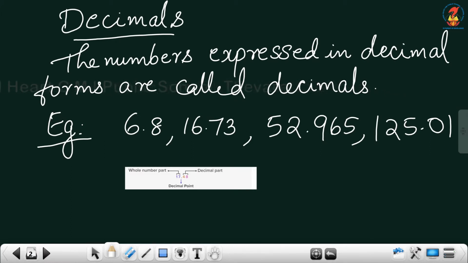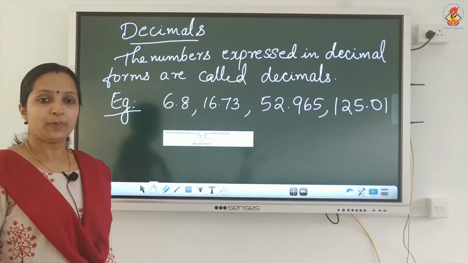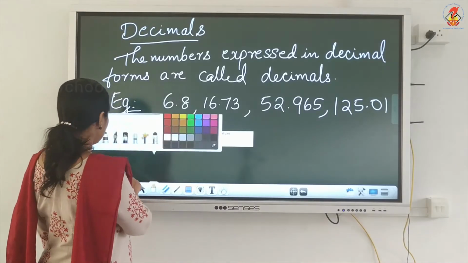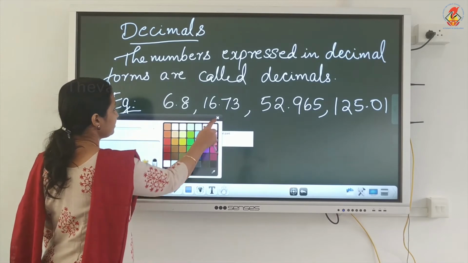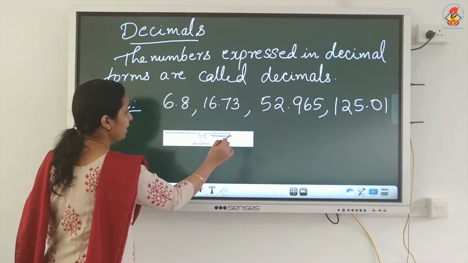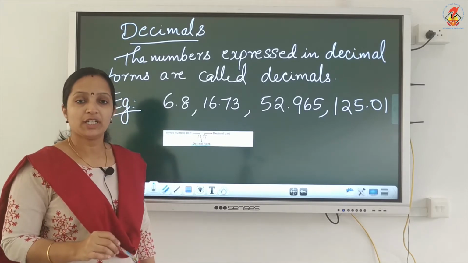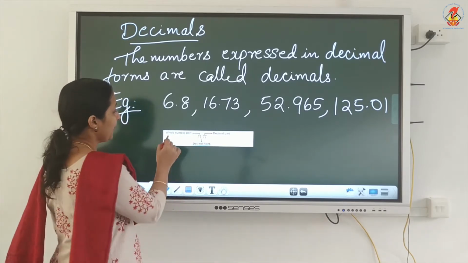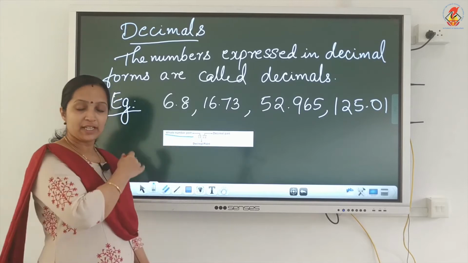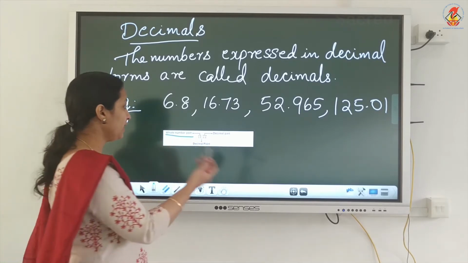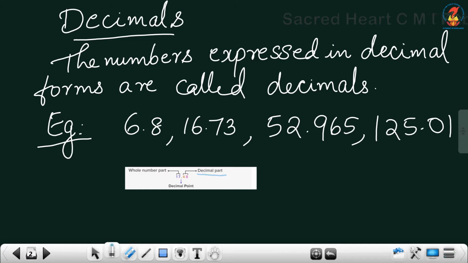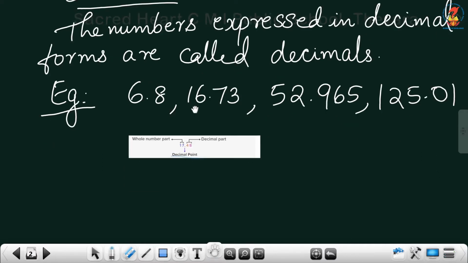And I already told you a decimal number has two parts. Which are the two parts in a decimal number? A whole number part and a decimal part separated by a decimal point. The left side part is known as whole number part and the right side part is known as decimal part, separated by a decimal point.